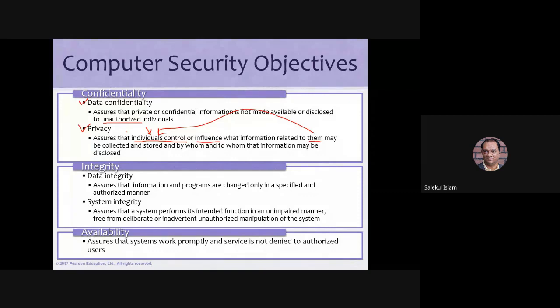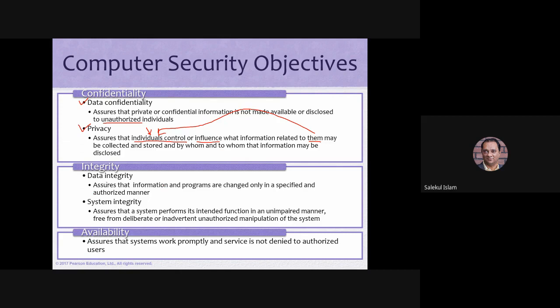Okay, now integrity. For integrity, they have said there are two kinds. Normally whenever we say integrity, we can easily understand data integrity. Data integrity means, say I am maintaining a database and I have stored some data in it. Definitely my expectation is that data should not be changed, deleted or modified by some unauthorized user, right? So that is called data integrity. Data integrity assures that information and programs are changed only in a specified and authorized manner.